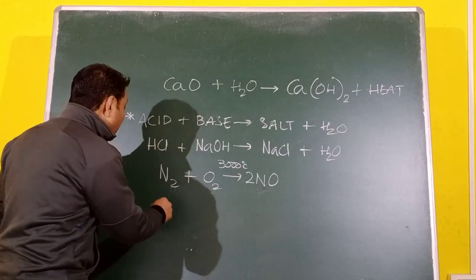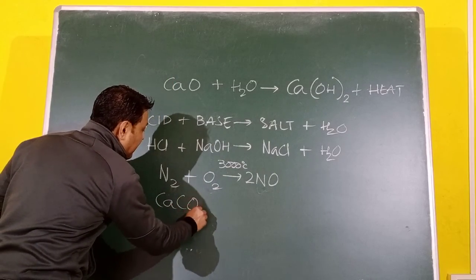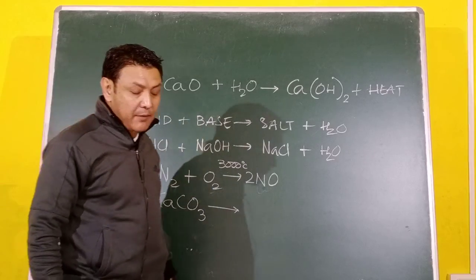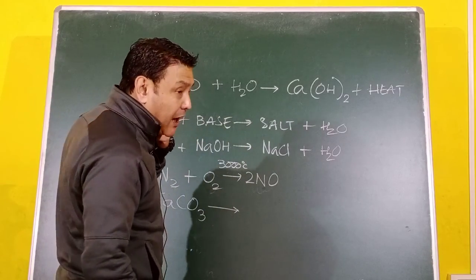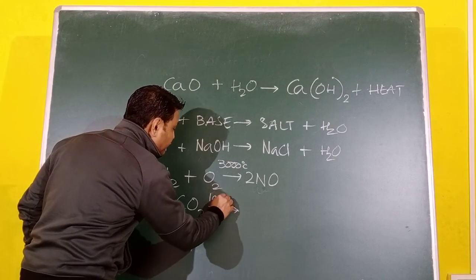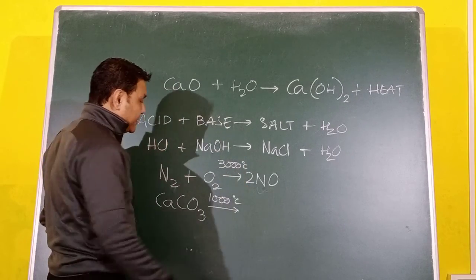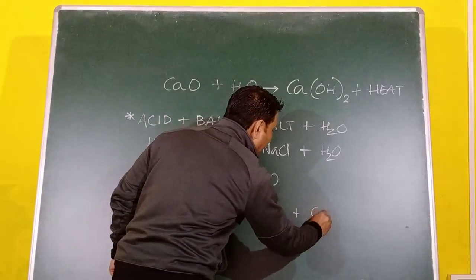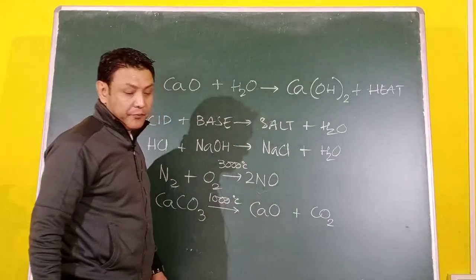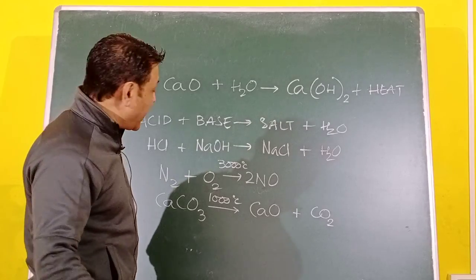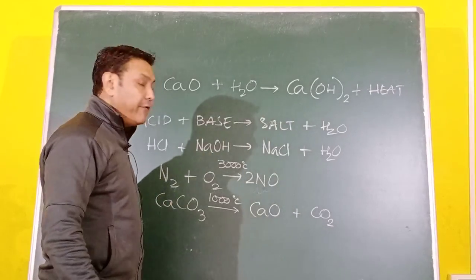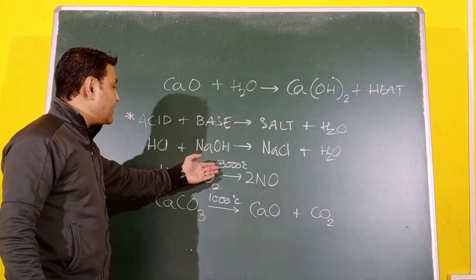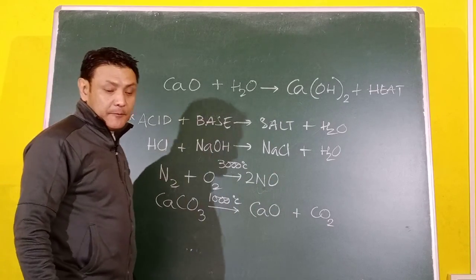Similarly, the decomposition of calcium carbonate, CaCO3. When you heat calcium carbonate at the temperature of 1000 degrees Celsius, the products are calcium oxide and carbon dioxide. This is a very good example of endothermic reaction in which heat is absorbed.